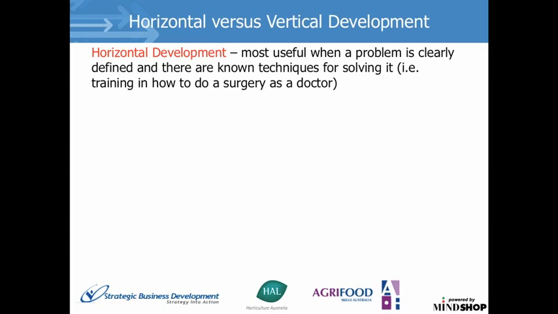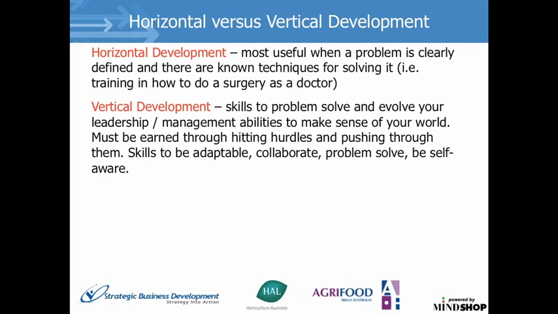We talked about horizontal and vertical development. Horizontal development is where a problem is clearly defined and there are clear solutions to it, and known techniques, and training improves that. So with things like brain surgery, you can get better and better with that training. But vertical development is those soft skills: problem solving, planning, coaching people, and a lot of the soft skills. You're going to need those if you're going to be adaptable, flexible, collaborative, a problem solver, and to help you be self-aware.